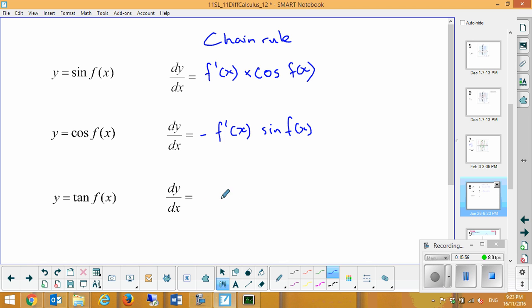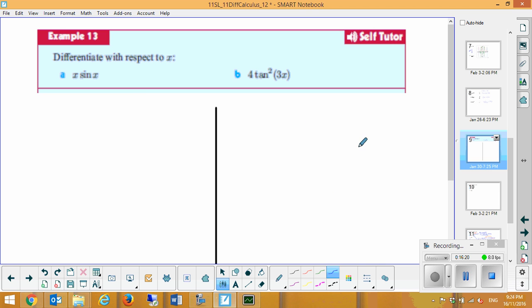Tan f of x, remember that becomes 1 over cos squared f of x, whatever we've got in our function, times the derivative of the inside function. And that could end up at the top here. All right, so the chain rule works the same.